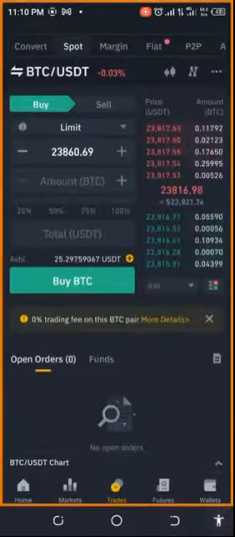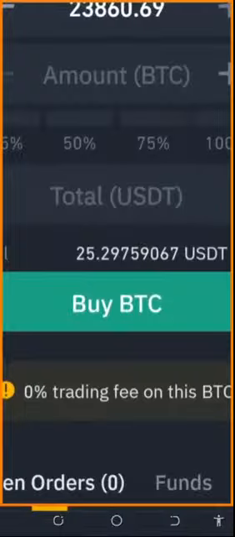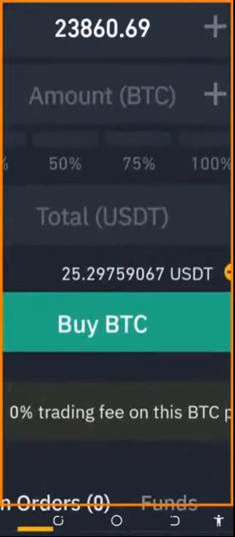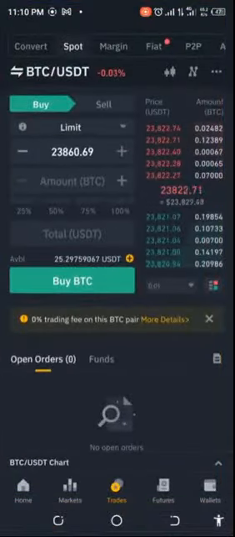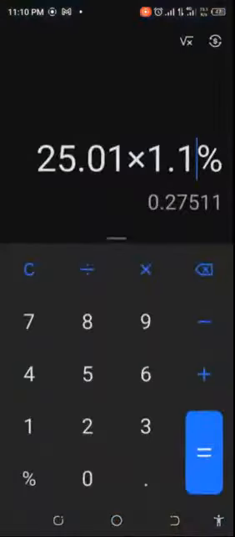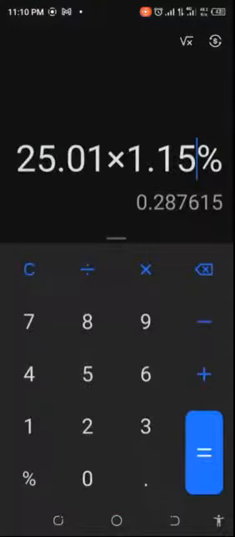Yes, I did make a profit. As you can see here, it's 25.29, and if you remember, we started out with 25.01. So now we have made a profit of about 28 cents, which is over 1%. Let's even check what that is. That should be, let's say, 1.15. Yeah, about 1.15%, which is good.